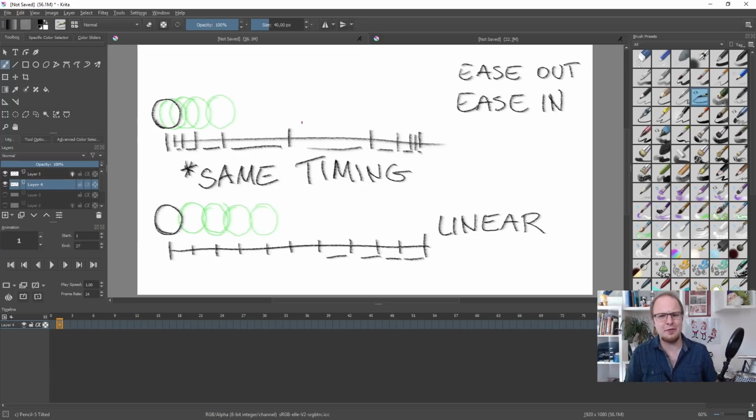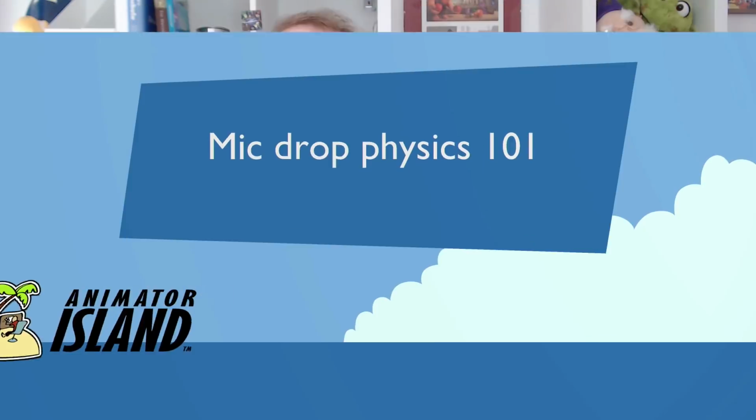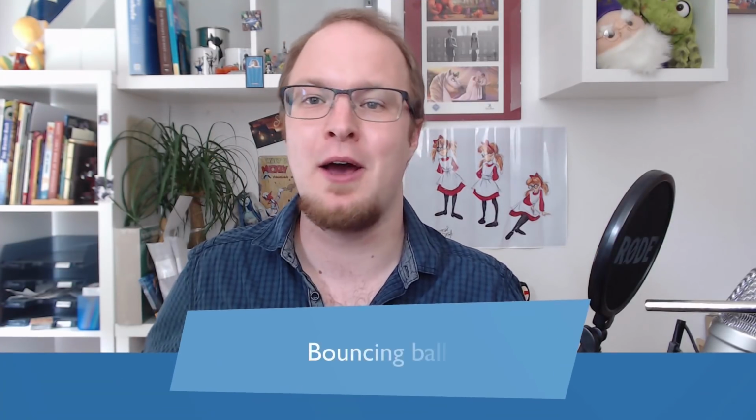But now enough with balls moving from left to right. Let's do something more fun and more practical. Let's look at how to animate a mic drop, and let's talk about a giant's butt. Welcome to Mic Drop Physics 101. And now we're getting close to what this tutorial is actually about. You're going to learn how to do the bouncing ball.